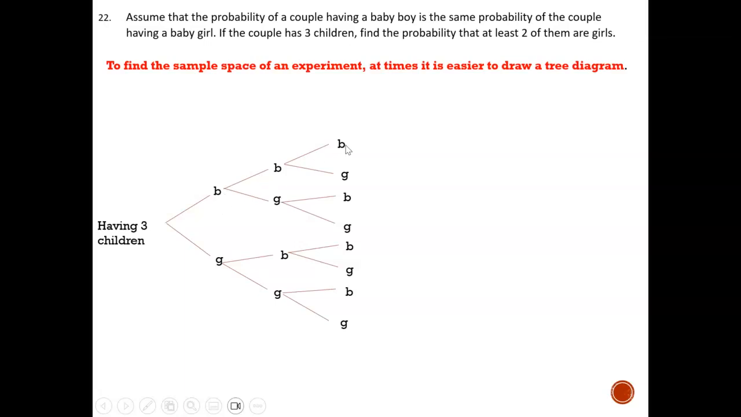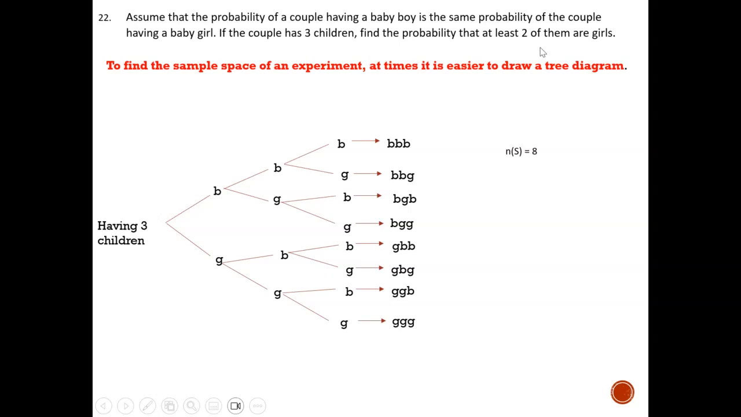So it can be BBB, which stands for boy, boy, boy. Boy, boy, girl. Boy, girl, boy. Boy, girl, girl. Then it can be girl, boy, boy. Girl, boy, girl. Girl, girl, boy. And girl, girl, girl. Right now, this is the possible outcomes, which is 8. Right? There's 1, 2, 3, 4, 5, 6, 7, 8. My sample space is 8.